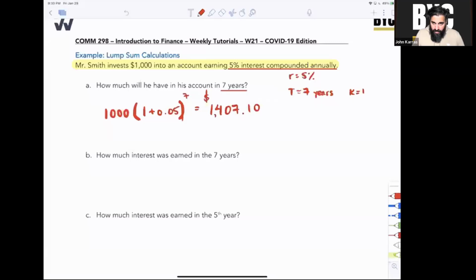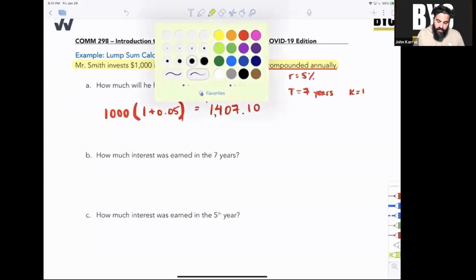Okay, I'm looking in the chat, to see what you think. Just based on what we've done so far, how much interest did Mr. Smith earn in those 7 years? Ria answered correctly. Very good. How about the rest of you? And don't worry about getting the answer wrong, this is the point of these sessions. Okay, very good. Two of you have given me the right answer. Great. Exactly, very, very basic.